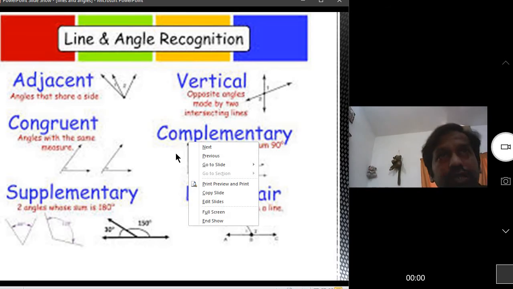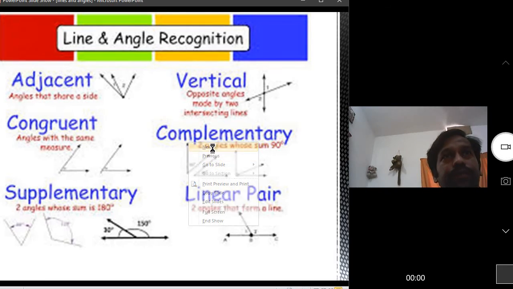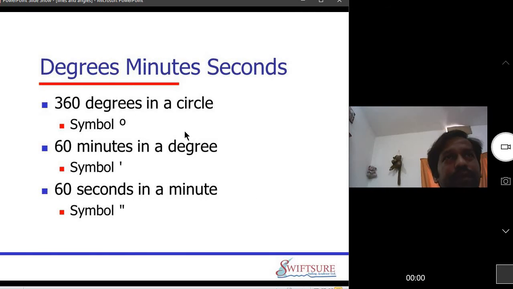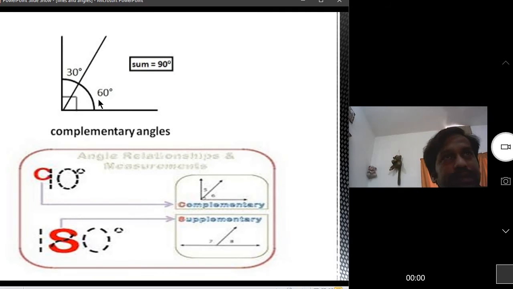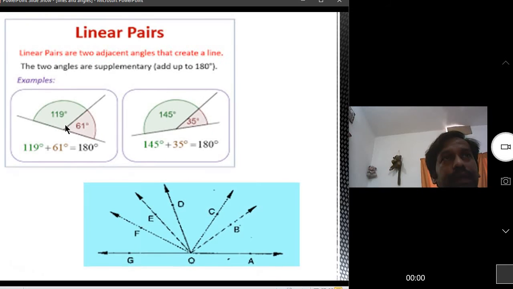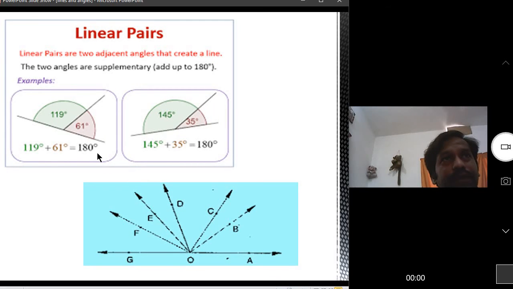I have just given introductions of the angles here. Before we see how angles are measured, I would like to show complementary angles very clearly. Two angles, 30 and 60, make 90 degrees, so they are complementary angles. And when two angles make 180 degrees, like 119 and 61 equal 180, or 150 and 30, these are called supplementary angles, and they form a linear pair also.